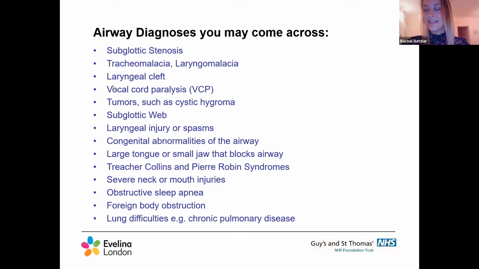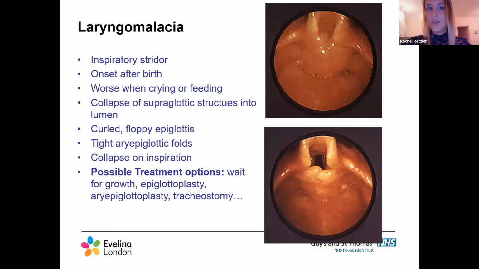I may go through these next slides briefly, but it's mainly just to give you an understanding of potential interventions that your surgical team might feel appropriate for some different diagnoses. With laryngomalacia, your ENT and medical team may find in certain cases that they're wanting to wait for growth with the child and monitor, or they may feel an epiglottoplasty or aryepiglottoplasty is appropriate for the child. They may even require a tracheostomy.